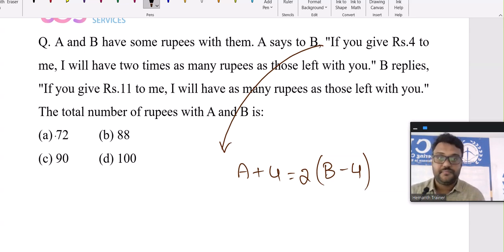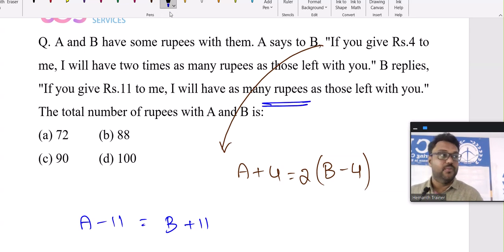Then the other one, now B replying to that. So this is like our films, when the hero is given some dialogue, the villain will give a counter dialogue. Like that, now B is replying to him. Okay, if you give 11 rupees to me, I will have as many as those left with you. If you give 11 to me, when A gives 11 to B, B becomes B plus 11. Now both are the same. They said as many as those left with you. Now both are equal. After A gives 11 to B, A equals B plus 22.